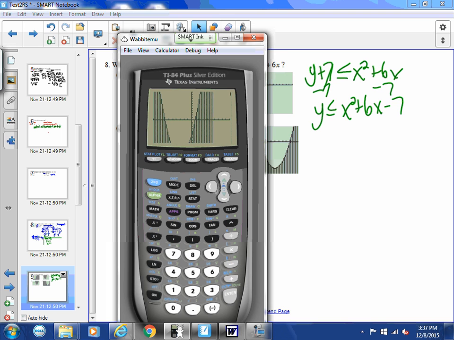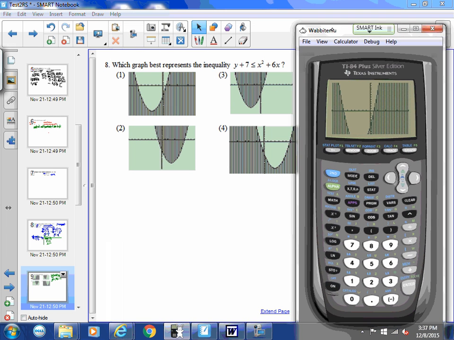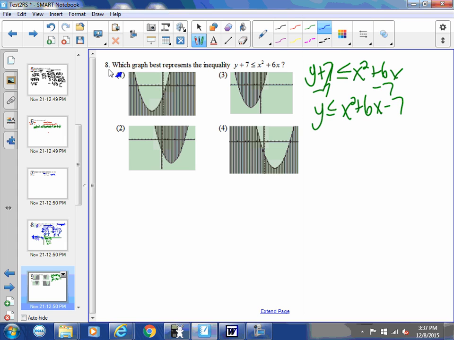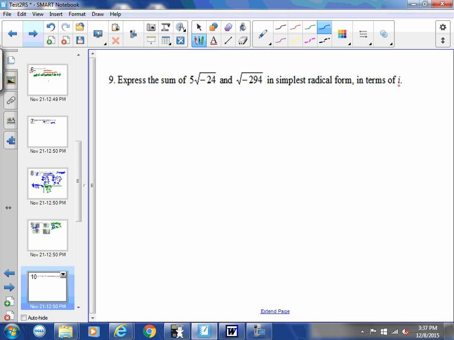There it is. Which one matches up to that? Well, that parabola is to the left of the y-axis. It's shaded down. That looks a whole lot like choice number 1. It's also shaded down because the less than symbol is telling us to shade down from the graph. That's all I got for that one.